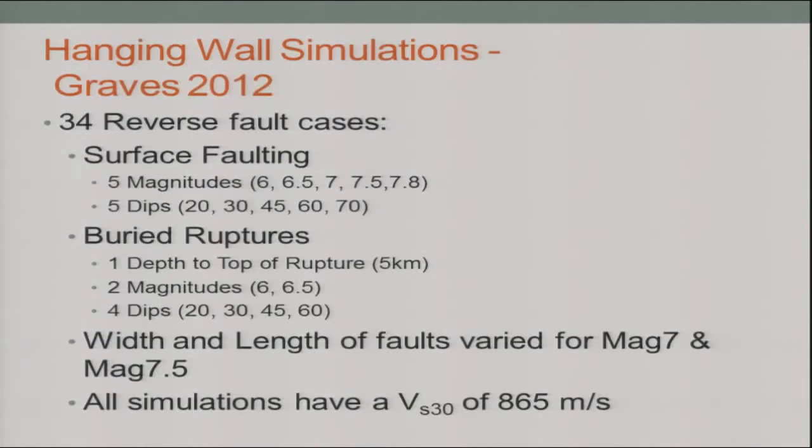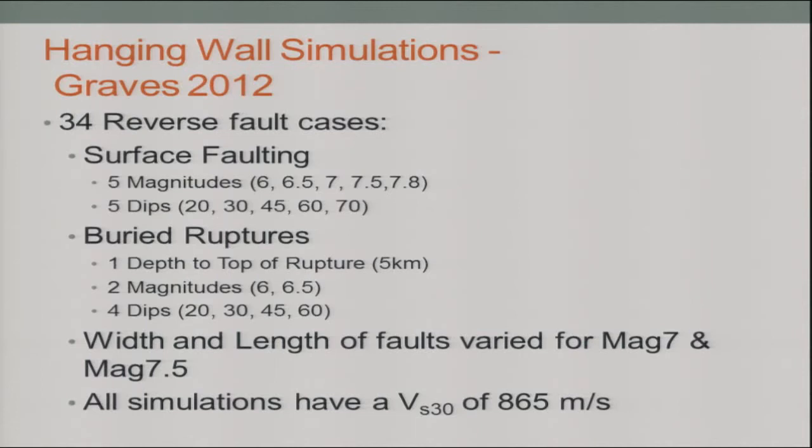Graves in 2011 and 2012 developed a velocity model. It's currently on the broadband platform. And there were several models that were run by Albert and also by Ronnie and Katie. So there were 34 reverse cases that were looked at. For surface faulting, there were 5 different magnitudes ranging from 6 to 7.8. There were 5 different dips, from 20 to 70 degrees.